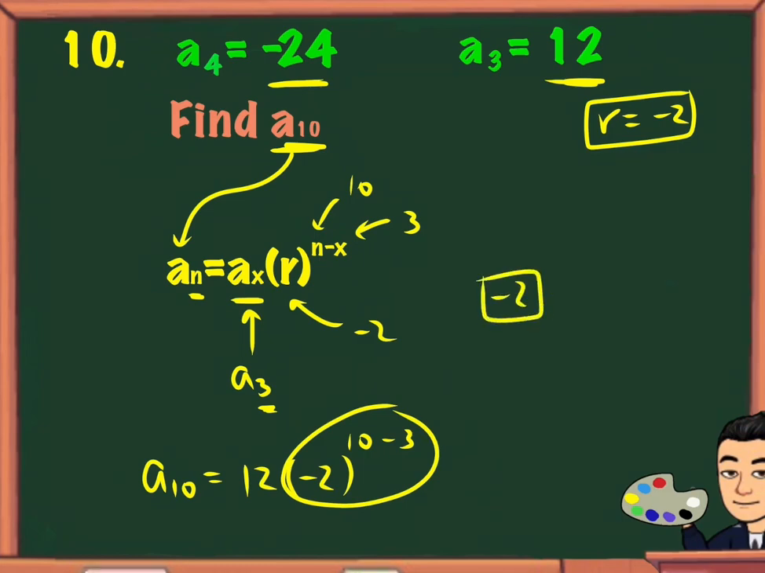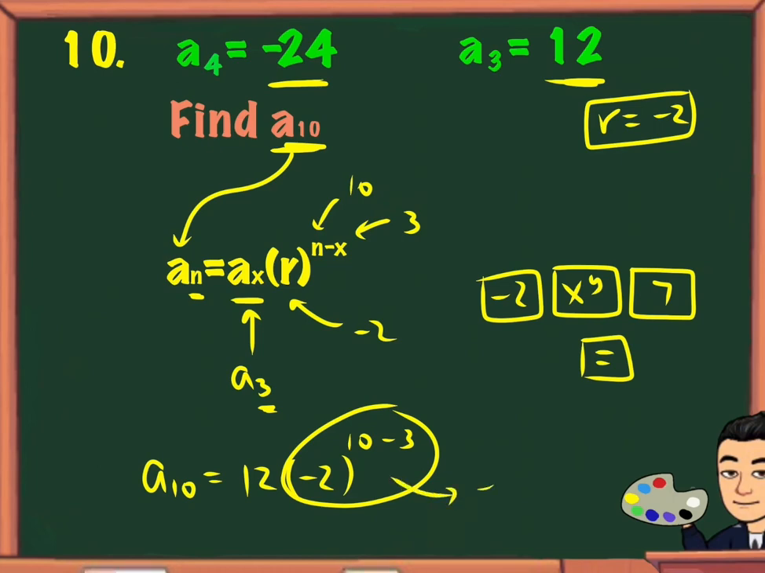Okay, so if you're using an iPhone, you have to put 2 and then the negative sign. And then the next button you have to pick is the x to the y power. Because 10 minus 3 is 7, you're going to press 7, then the equal sign and see what you got. You're actually going to get negative 128.